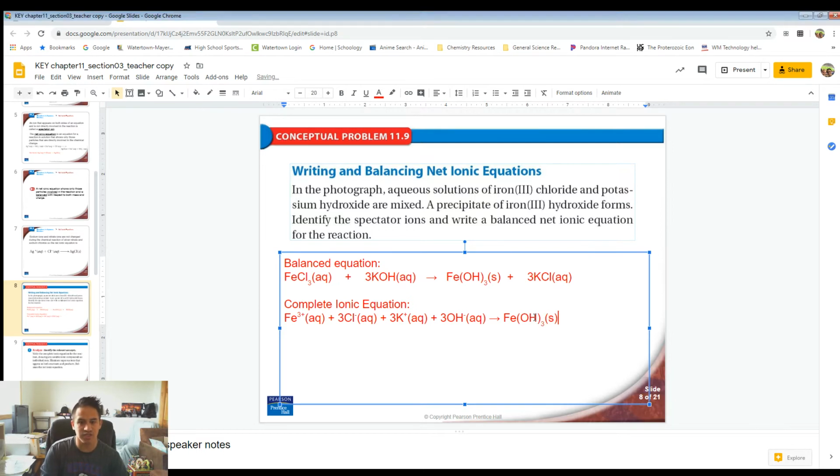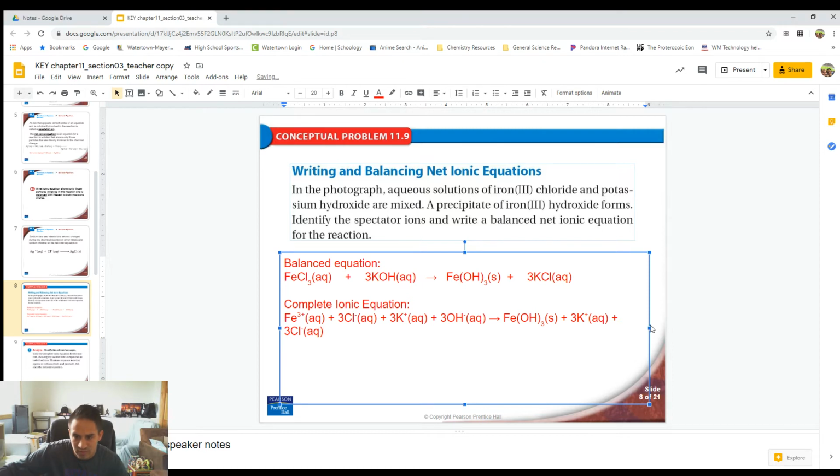Okay, if it's a solid, you don't break it apart and write it as separate ions. It just stays as it is. However, this is aqueous, so we are going to write that out as separate ions. So we have 3 potassium ions, which are aqueous, plus we have 3 chloride ions, which are also aqueous.